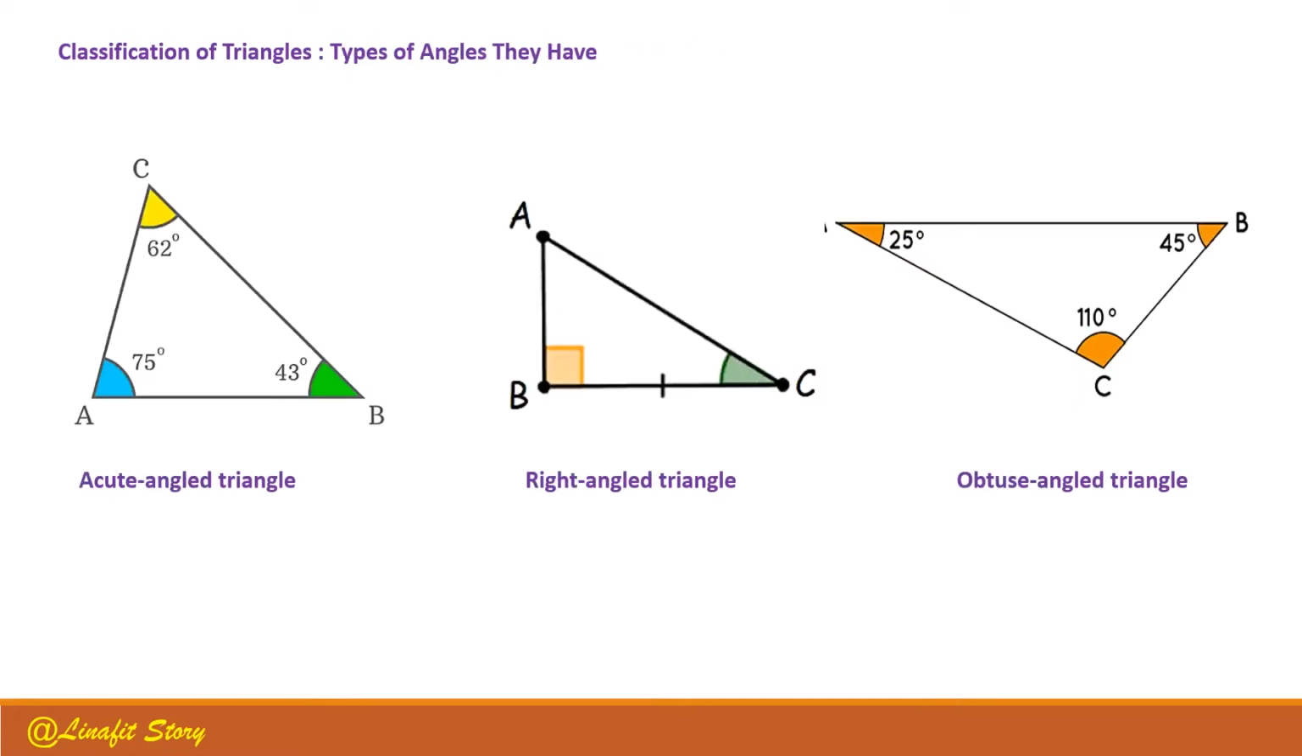And then based on the types of angles they have, here is the acute angled triangle. It's a triangle with 3 acute angles. An acute angle is less than 90 degrees. And then here is a right angled triangle, a triangle with a right angle, which is 90 degrees, and then the obtuse angled triangle, a triangle with an obtuse angle.